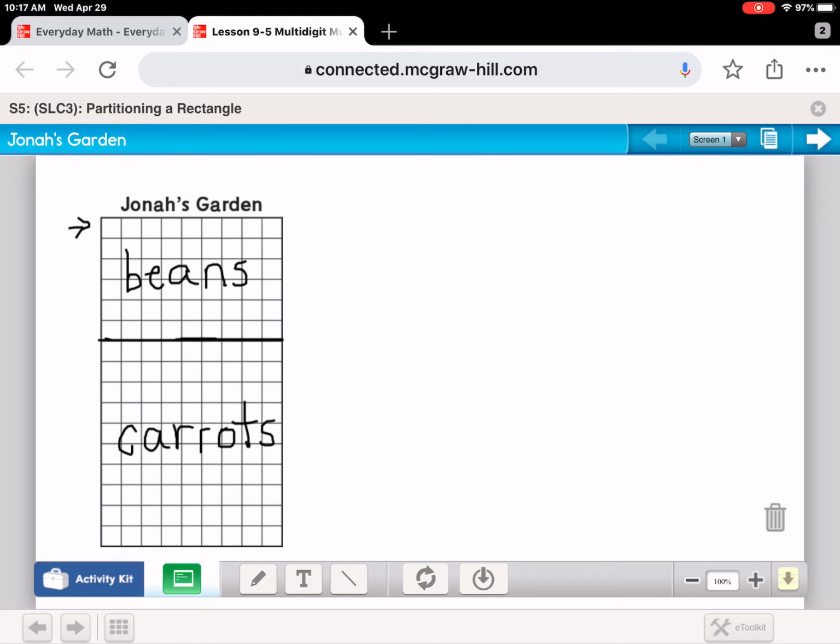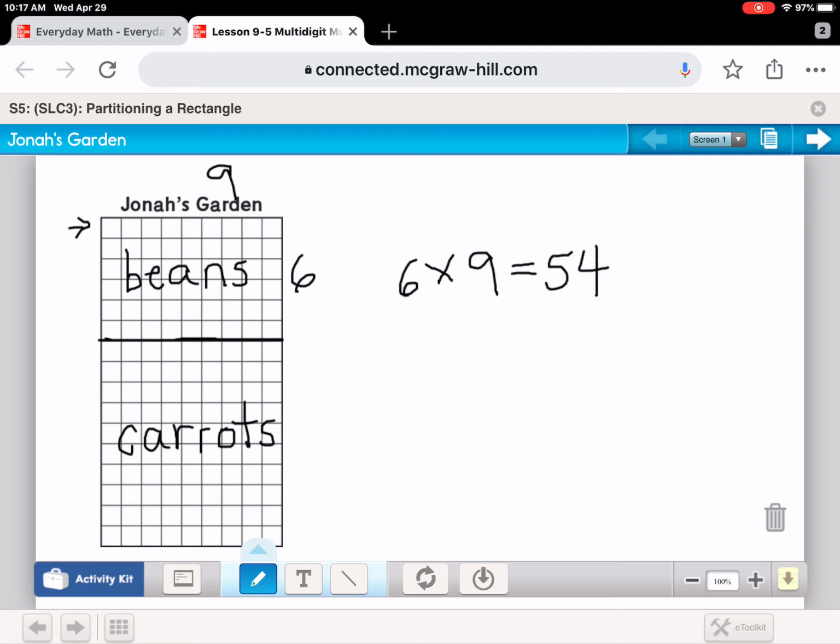If he has 6 rows of beans, that's a 6 by 9 rectangle. 6 times 9 is 54. So he can plant 54 beans. For carrots, he has 10 rows. So 10 times 9 is 90 carrot plants.